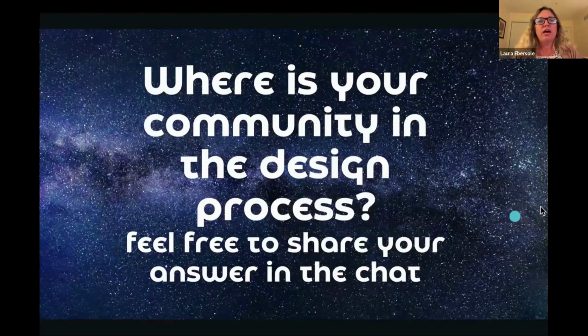So really, in the chat, if you have a moment, where do you think you are as a community or as an individual in this design thinking process? Are you emotionally trying to think through an idea? Are you working on some how might we statements? Are you coming up with lots of different ideas? What is it that you think resonates with you the most?